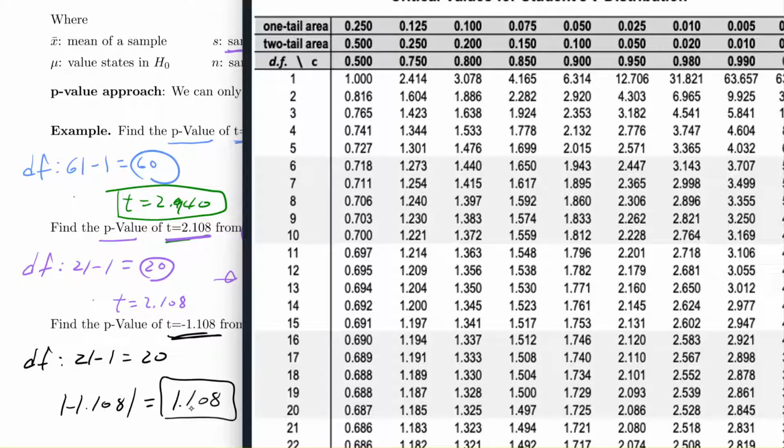So 1.108 most likely will not be exactly on the t-table. So what we do is we find the range. Well, 1.108 is between these two numbers, because this one is smaller than and this one is greater than 1.108. So then I go up, the corresponding p-value for this one is 0.5. The corresponding p-value for 1.185 is 0.25. That means the p-value for this test statistic, 1.108, must be between these two p-values, 0.5 and 0.25 for two-tail area.